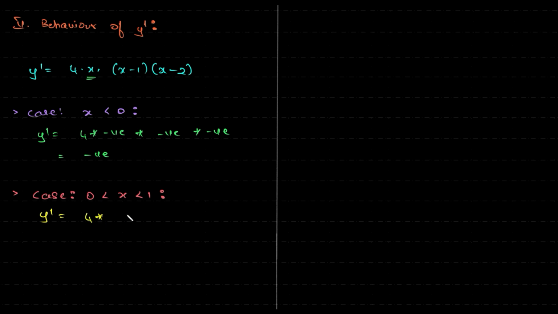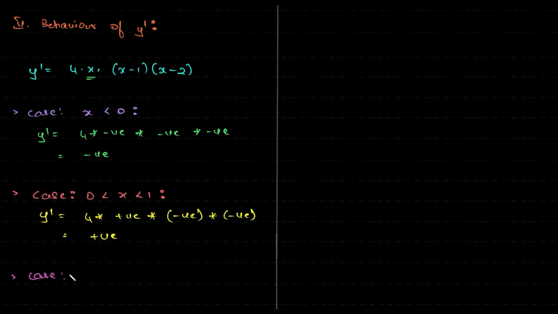Between 0 and 1, x is positive, so this is positive. First term is positive, first subterm is positive. Second would be between this, so that would be negative because it's less than 1, right? And obviously this also will be negative. Overall, the answer is positive over here.